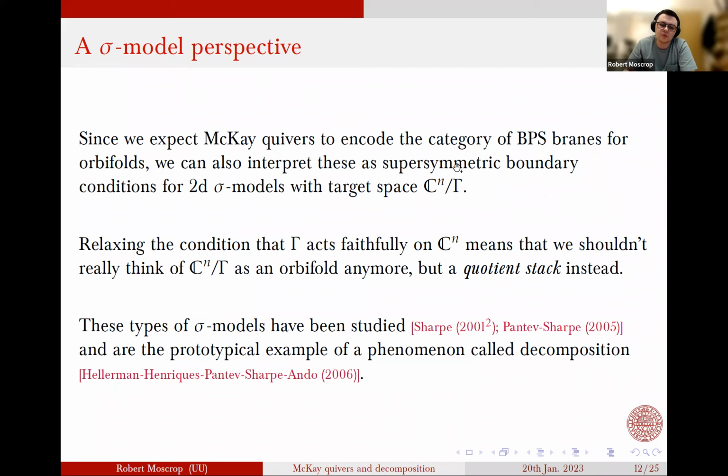And now, if I forget about the faithfulness condition, of gamma acting on C^n, then I shouldn't really think about C^n mod gamma as an orbifold anymore. I should think about it as some kind of mathematical thing called a quotient stack. Now, I don't want to go into too much detail about what these things are because it's very intricate, but I'll give a little motivation of why this is the right notion to think about in this case.